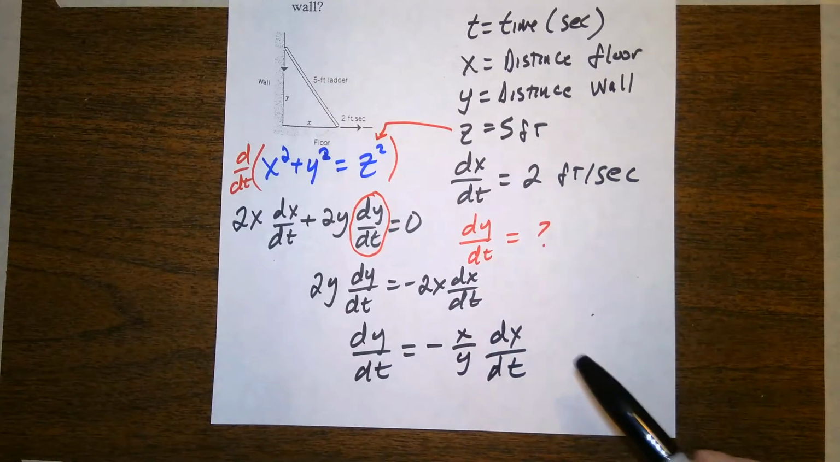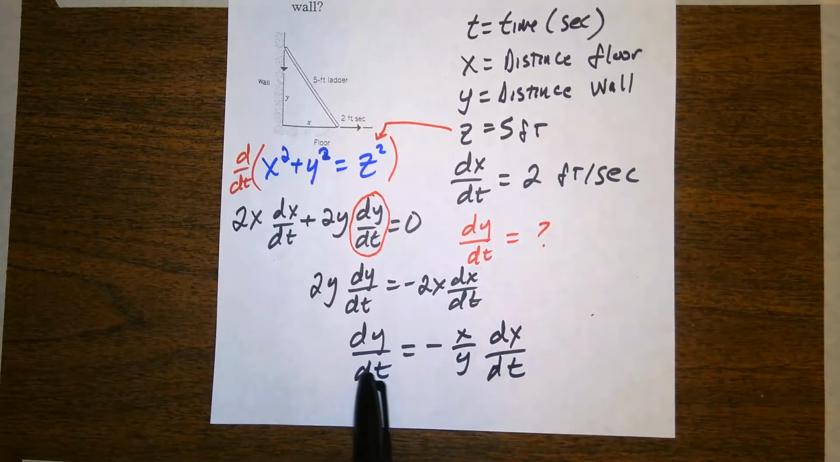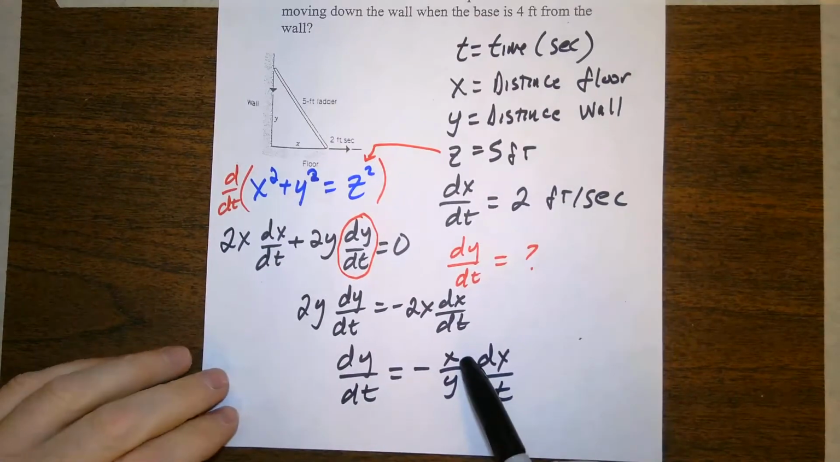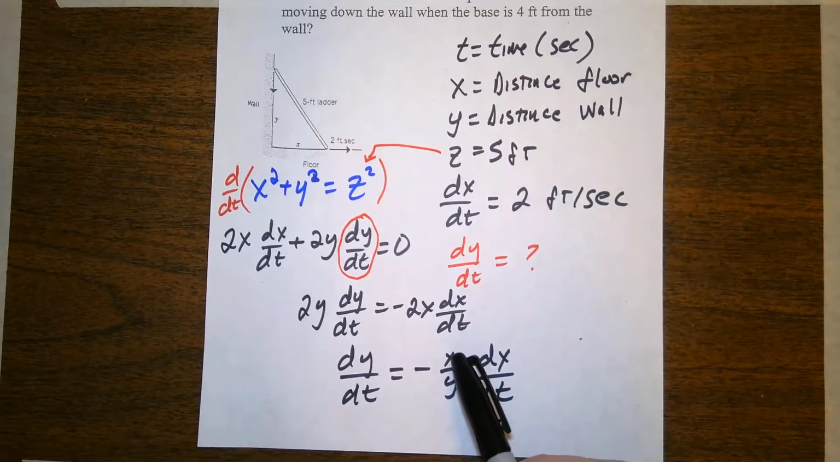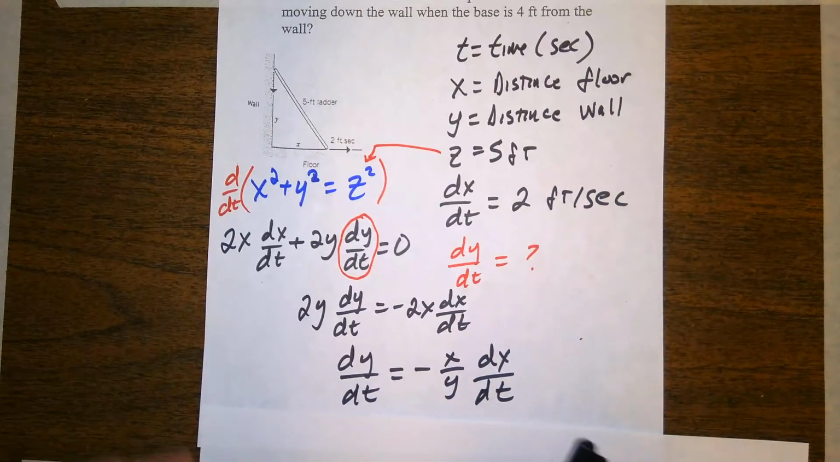So I've got my derivative here of the formula that relates everything. This is what I'm trying to find. So now I'm going to substitute. I'm going to evaluate. What is my x value, y value, and dx dt? So let's go ahead and substitute all of those in.